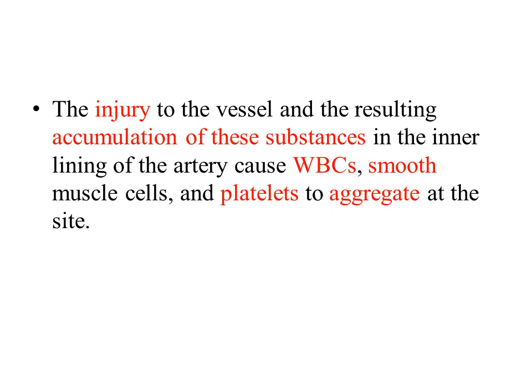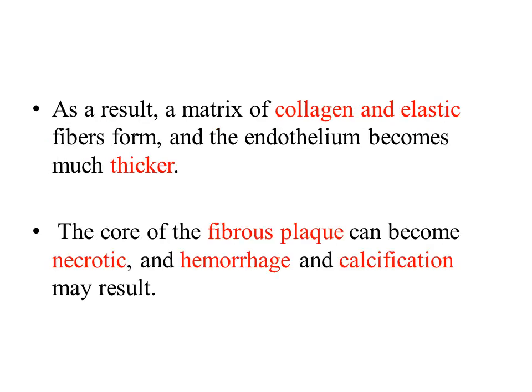The injury to the blood vessels and the resulting accumulation of these substances in the inner lining of the artery cause white blood cells, smooth muscle cells, and platelets to aggregate at the site of injury and at the site of accumulation of these different types of lipid substances and the atheroma. As a result, a matrix of collagen and elastic fibers forms and the endothelium becomes thicker, so the inside of the vessels becomes thicker. The core of the fibrous plaque can become necrotic, and hemorrhage and calcification may result.